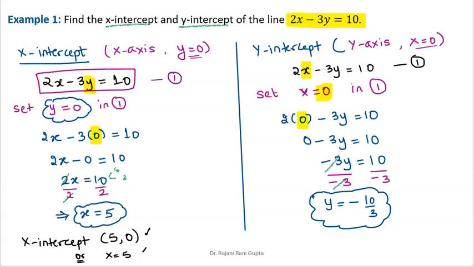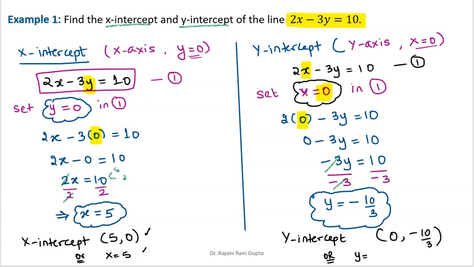So in this case, the y-intercept will be what? X is 0. We always write the point first as the x value and then the y value. So this is one way of writing the y-intercept, or you can write it as y equal to minus 10 over 3. Both will work. Clear? Let's move to another equation to make it more clear.